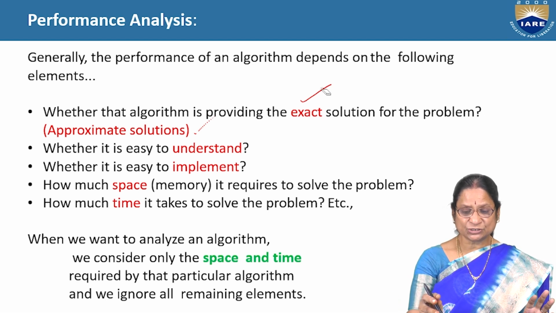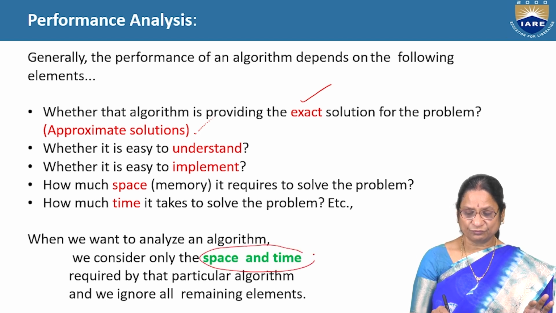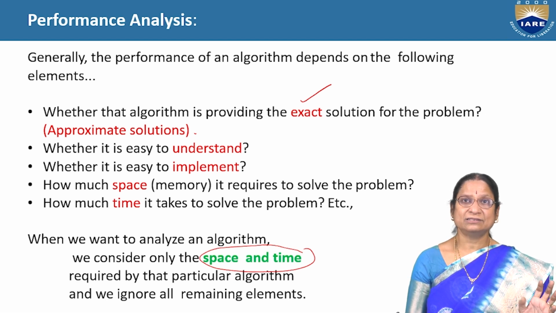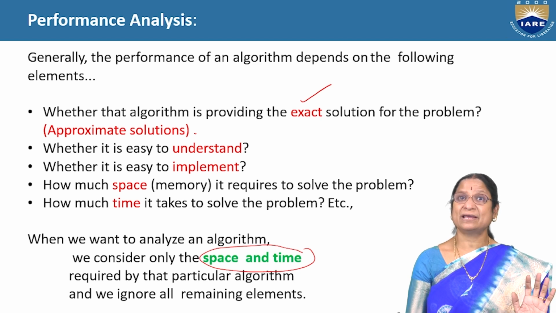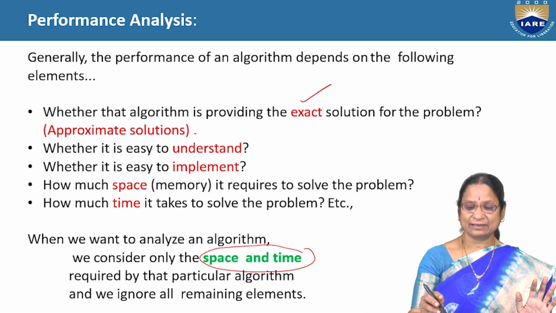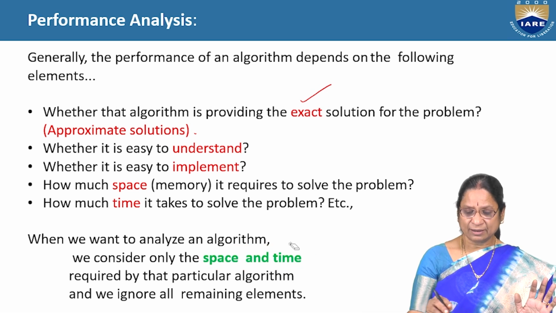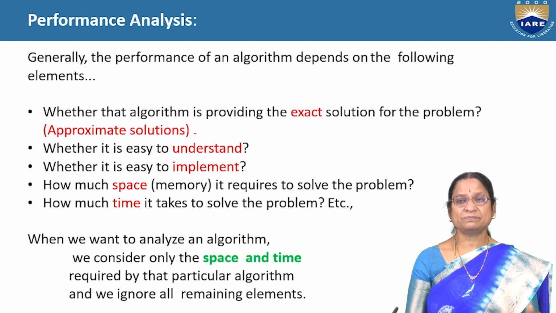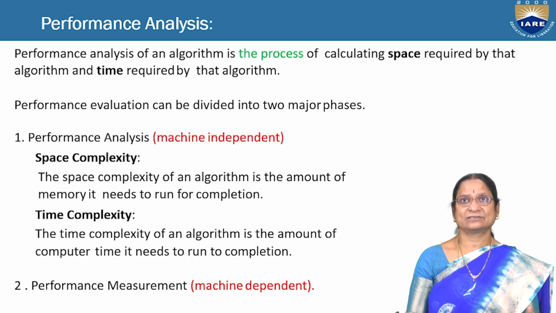But among all these issues, to analyze an algorithm, the two major factors are the space and time required for that particular algorithm. All other things are ignored for comparison purposes. Ignored doesn't mean that it won't be considered while writing the algorithm. Ignored only for comparison of the algorithm's performance. So space and time, these two are considered.